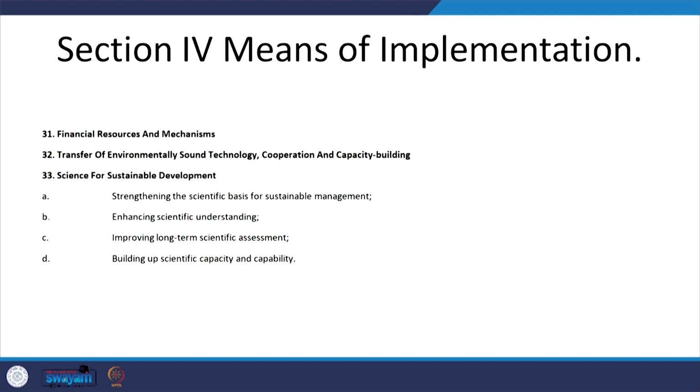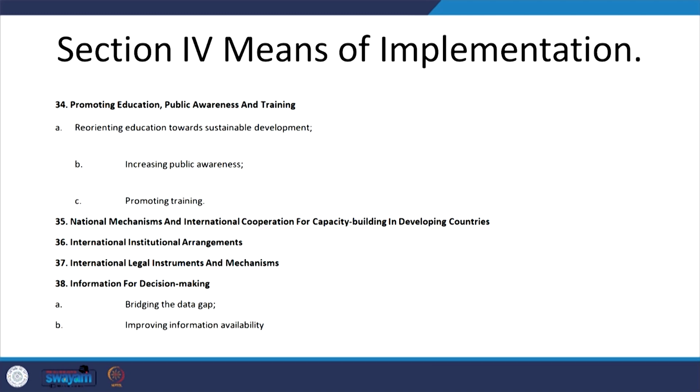A lot of new technology, a number of new products have been developed in the last 3 decades, which have helped humankind to inch closer to sustainable development. So, the use of science and technology for sustainable development has been emphasized as a means of implementation. Another very important means is education, public awareness and training. All the governments across the world are placing emphasis on promoting education, public awareness and skill training.